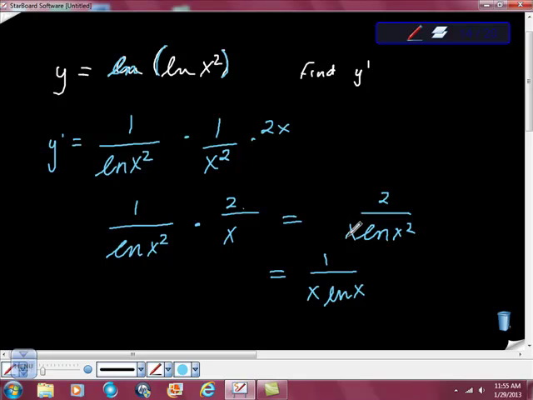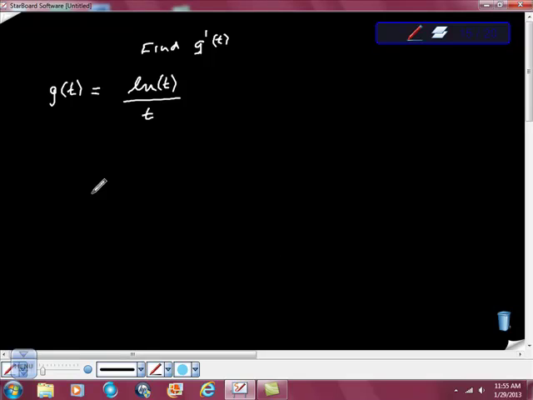Good for you. They rolled back this 2. They're using properties of logarithms, and they rolled back this 2 to here. So we ended up with 2x. Well, 2 over 2x is just x. Everybody see that? Wow, I'm impressed. Good job.